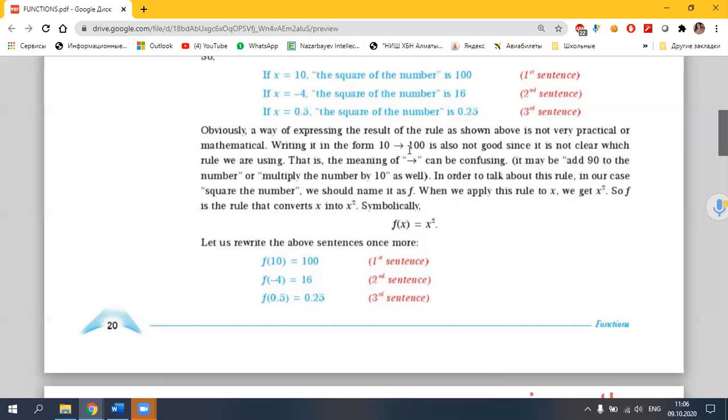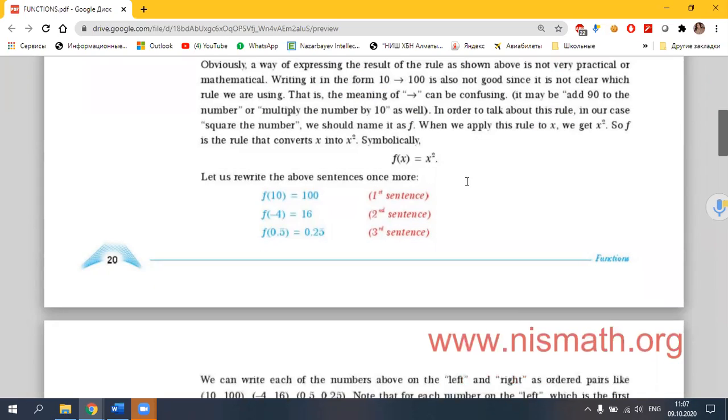If you write 10 arrow 100, you don't know if it is multiplying 10 by 10 or adding 90. It may add 90, maybe multiplying the number 10. So we need a general formula. In order to talk about this rule, in our case, square the number, we use variables.